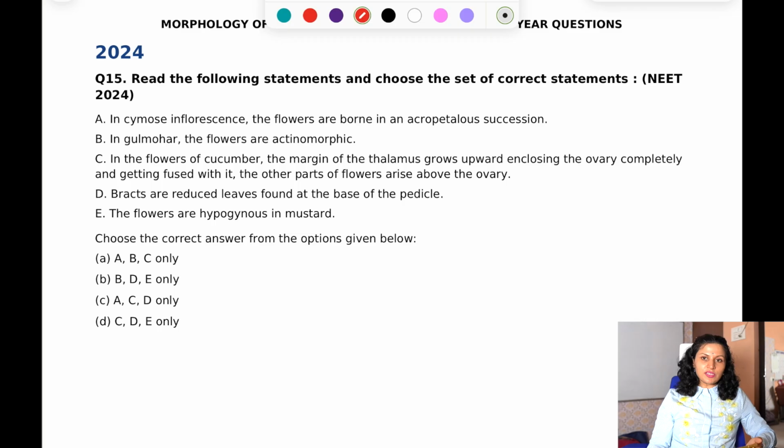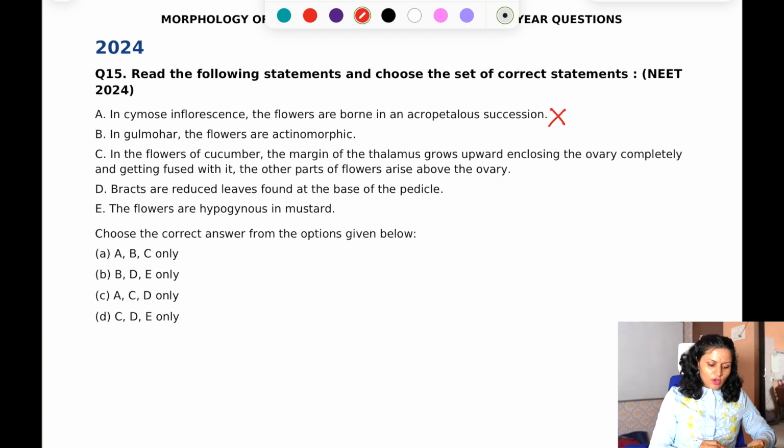Next question number 15. Read the following statements and choose the set of correct statements. In cymose inflorescence, the flowers are born in an acropetalous succession. This is wrong. It's born in a basipetalous succession. In Gulmohar, the flowers are actinomorphic. No. In pea, bean and Gulmohar, the flowers are zygomorphic.